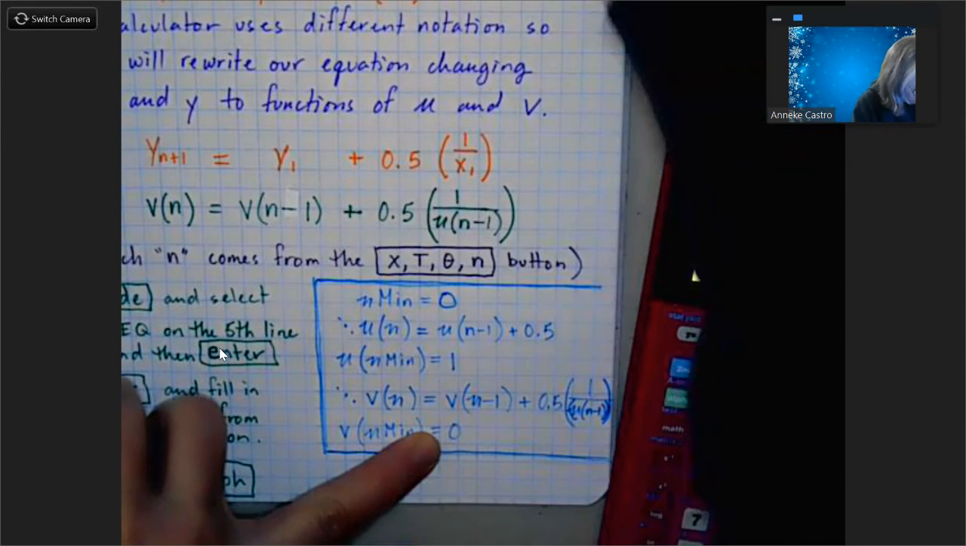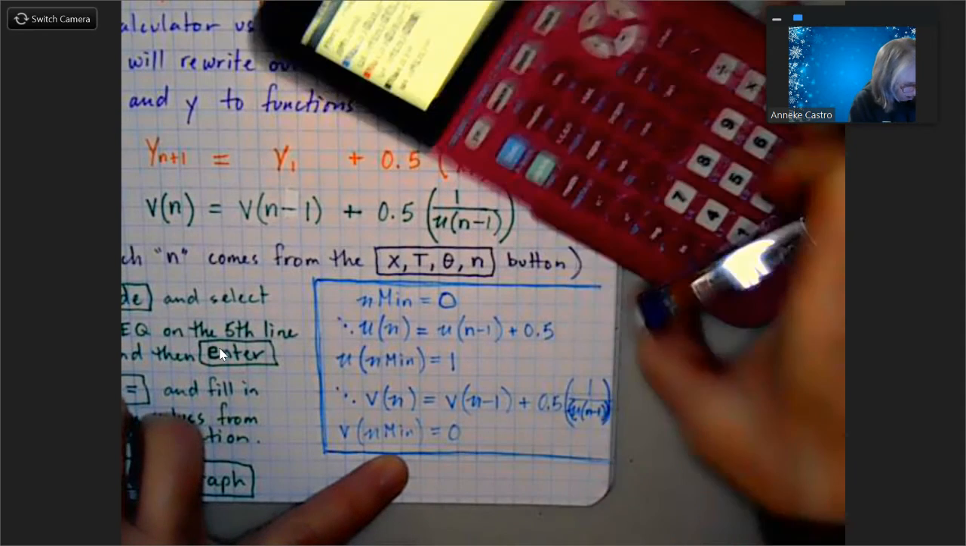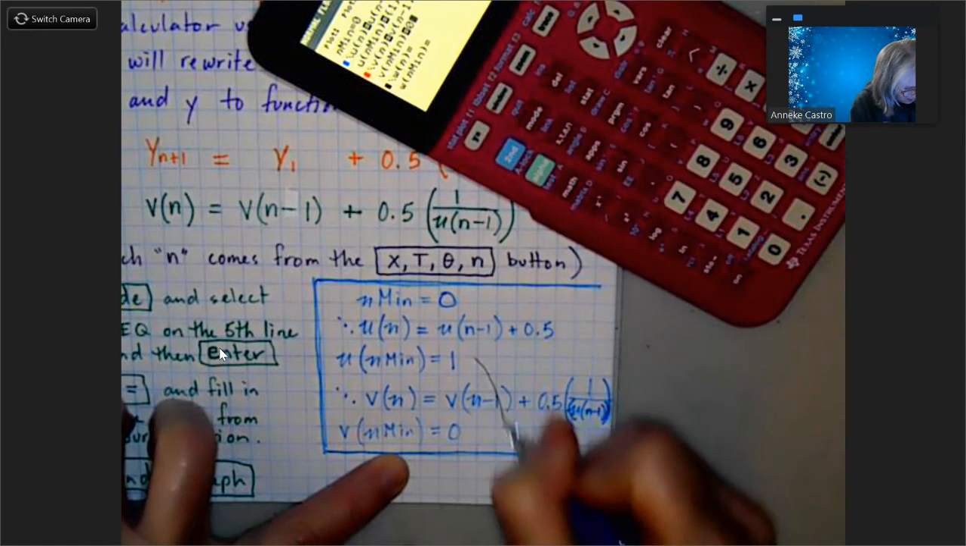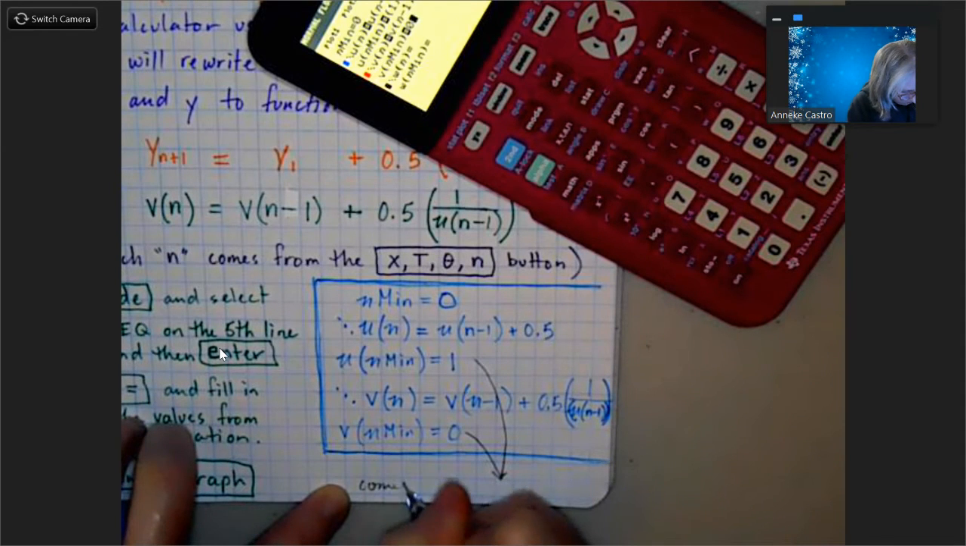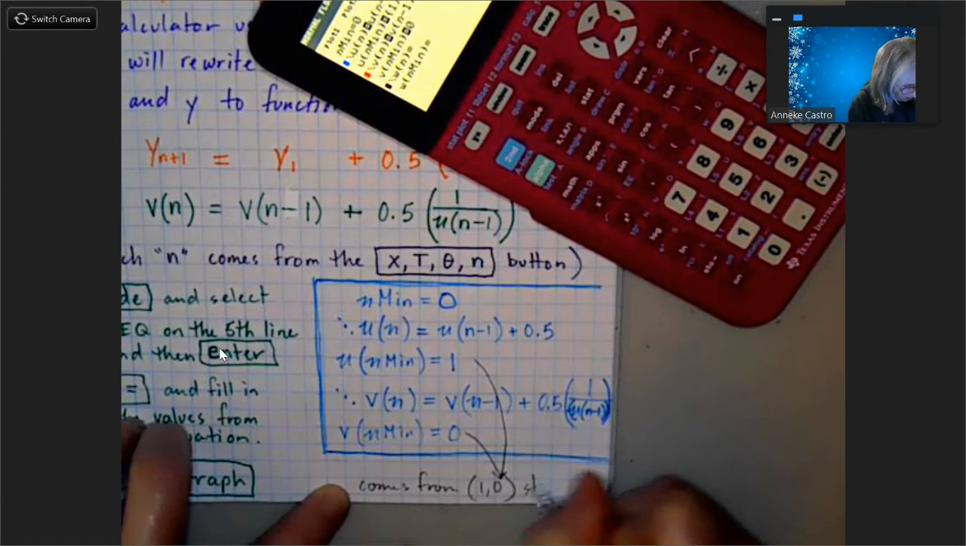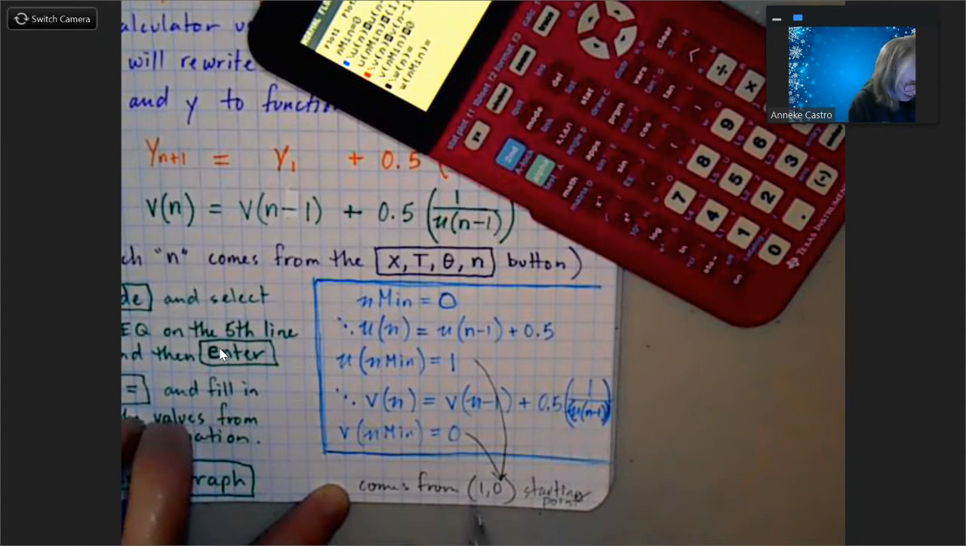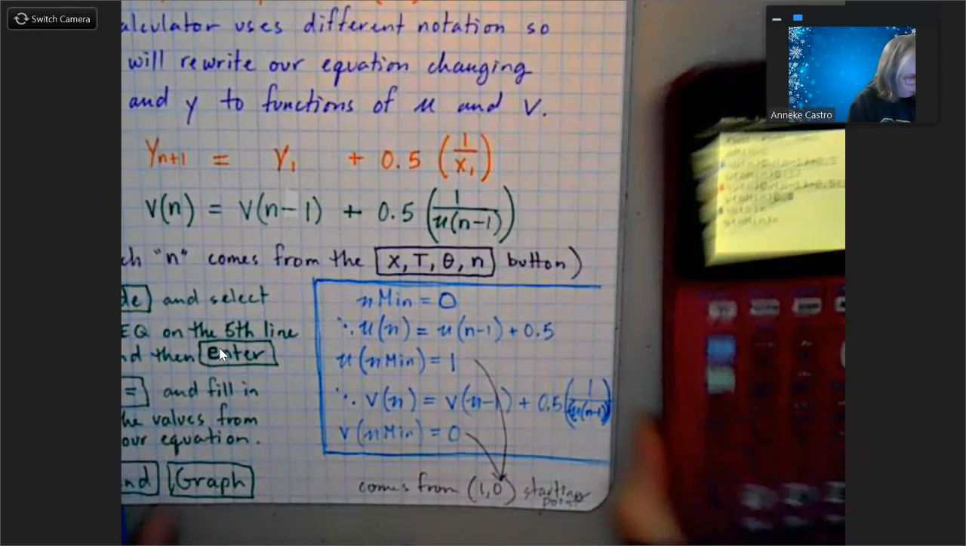This comes from my original point, so I put in my 0. Okay, so that's probably something important to write down, that these two numbers here come from the 1, 0 in the original problem. That was like our starting point. All right, so you probably want to make a little note about that. That was given to us in the information in the problem.